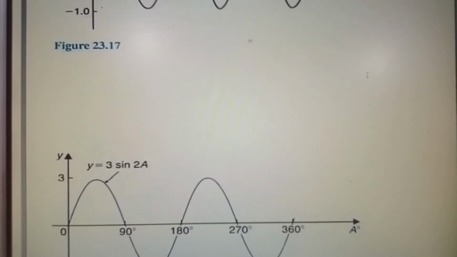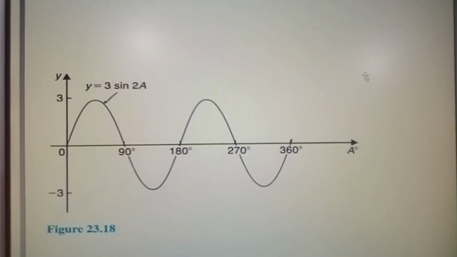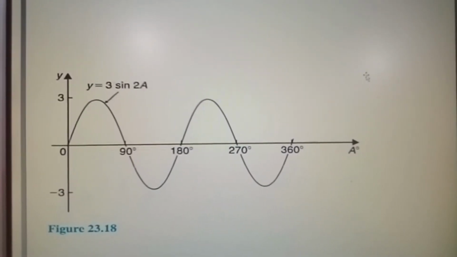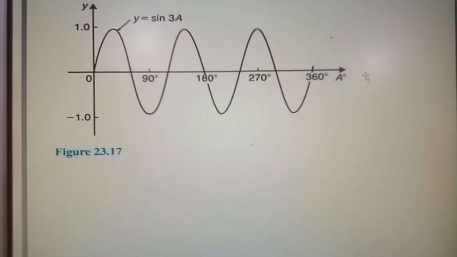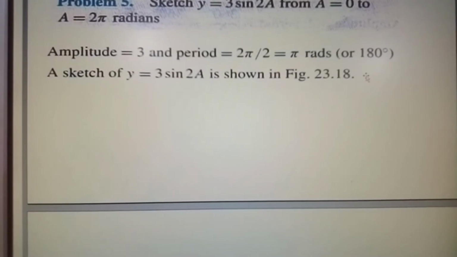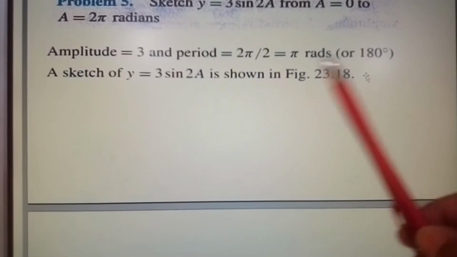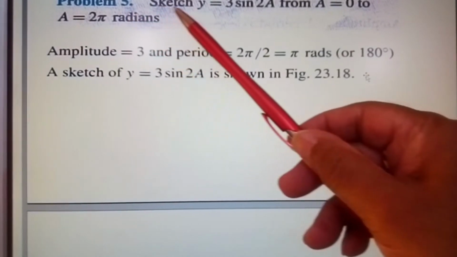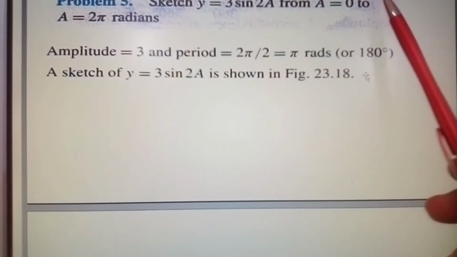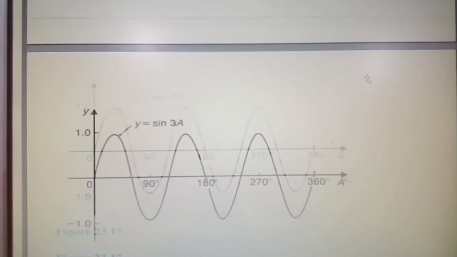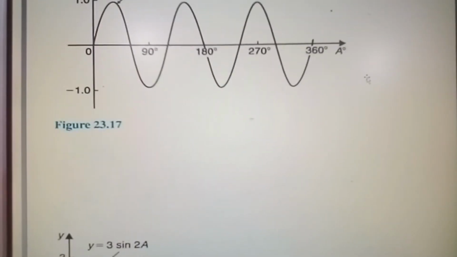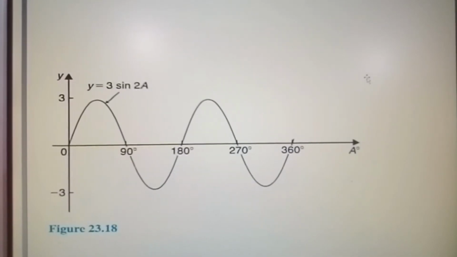And here we have the figure for 23.18, and here 23.18 is saying y equals 3 sine 2a. Okay, now let's just go back up a little bit. Okay, make sure that you can see the one that we're talking about, 23.18, and equals problem 5, sketch y equals 3 sine 2a from a equals 0 to a equals 2 pi radians. Okay, and that's what we're looking at. 23.17, and we have 23.18.